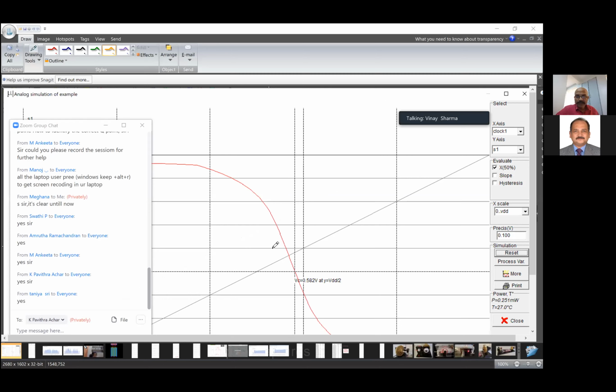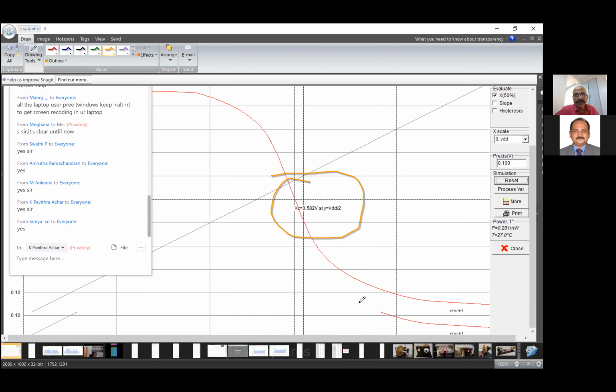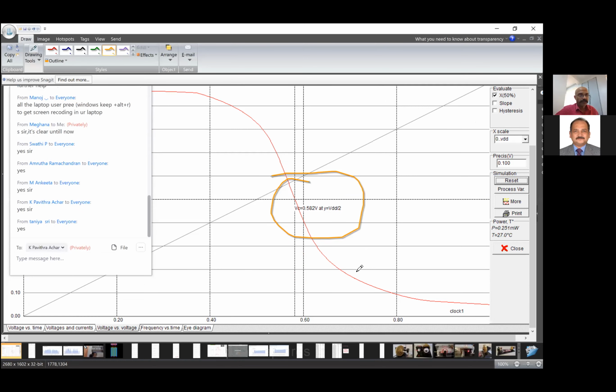Okay, so you see that this tells me this is the crossover voltage, or simply called the quiescent point. This is the point at which both the transistors have an equal drive strength.